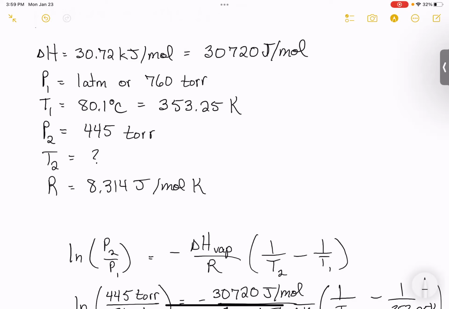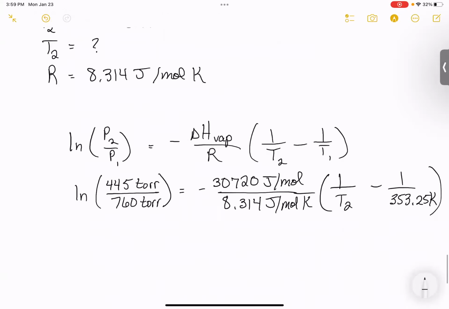And I changed the temperature because, again, R was dictating it needed to be in Kelvin, to 353.25 Kelvin. And the other thing that I did is I noticed that the second pressure I was given was in torr, so I made sure that when I started putting it into the equation, I was using matching units. So then I entered everything into the equation.